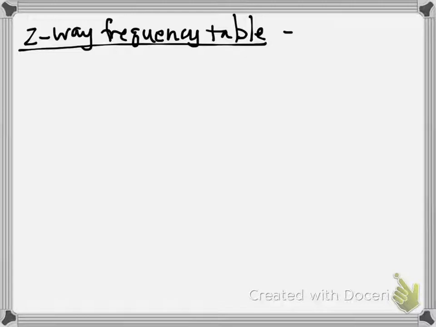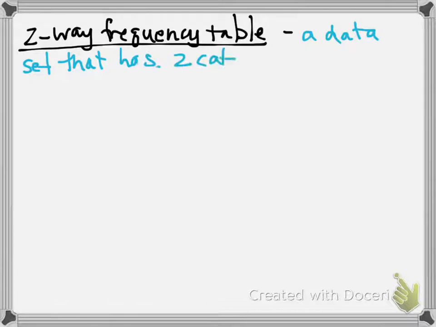So a two-way frequency table, the idea behind it is here is a data set. So a set of data. Data is just a way of saying values. A data set that has two categorical variables. Okay.